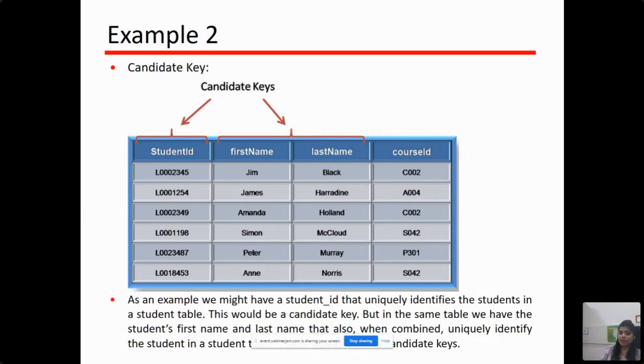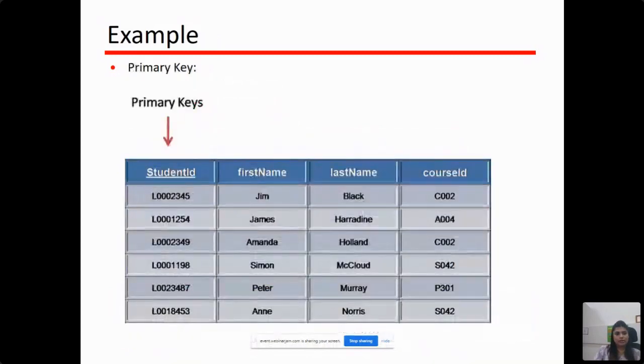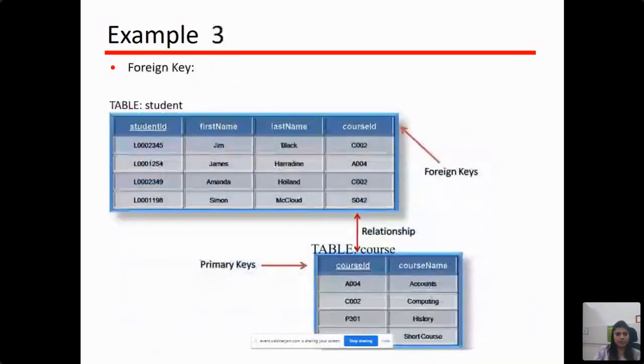So these become the candidate keys. And the primary key would be only the student ID. So the rest of the keys would be alternate keys. So here student ID becomes the primary key.